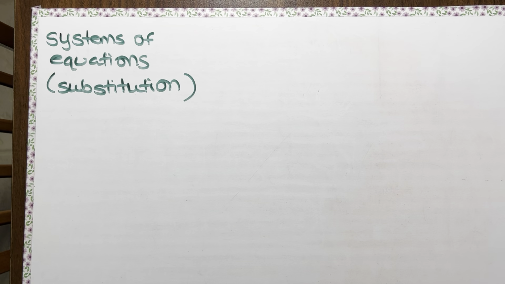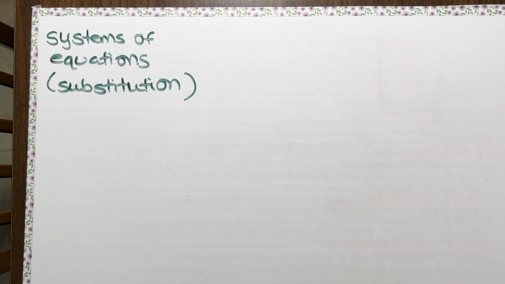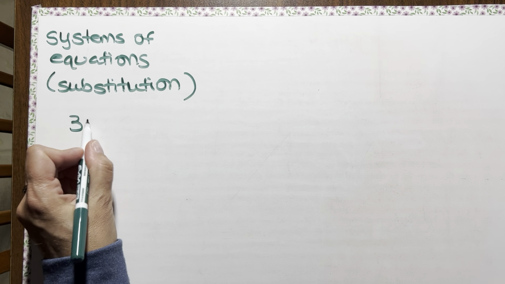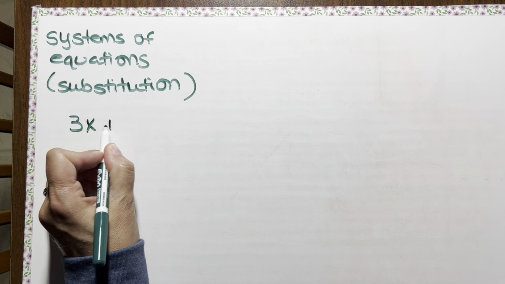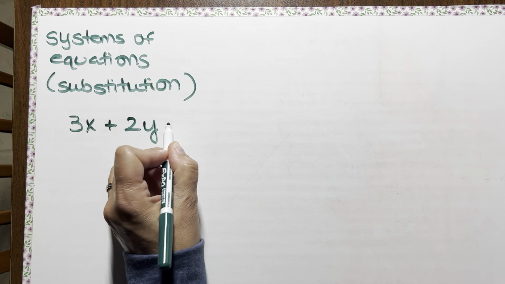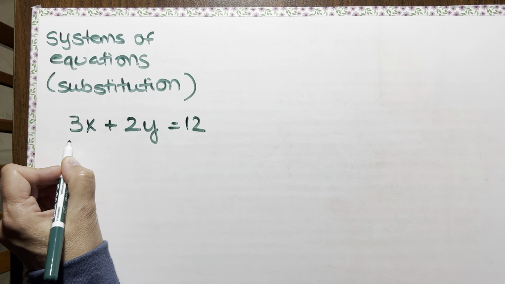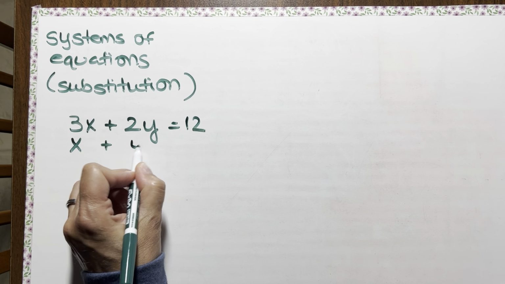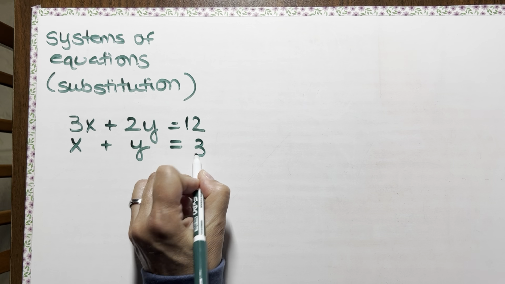Today's lesson is solving a system of equations using substitution. Here are our two equations for today. 3x plus 2y equals 12, and x plus y equals 3.